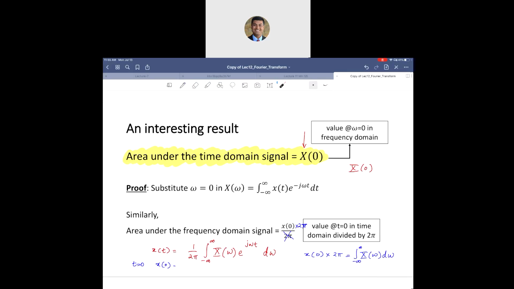So you can find the area of the curve in the time domain. That will give you the value at 0 in the other domain, and you can do it similarly for the other direction: the area under the frequency domain will give you the value of the signal at t equals 0 times 2 pi.